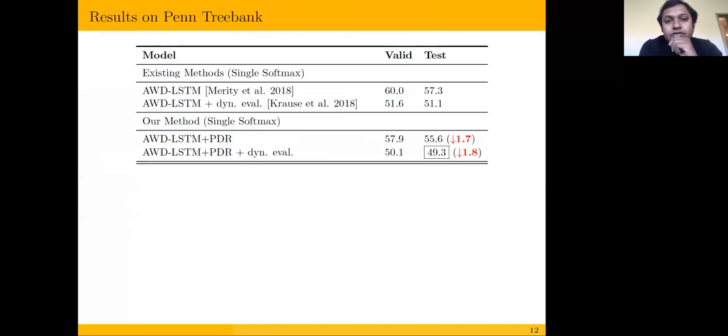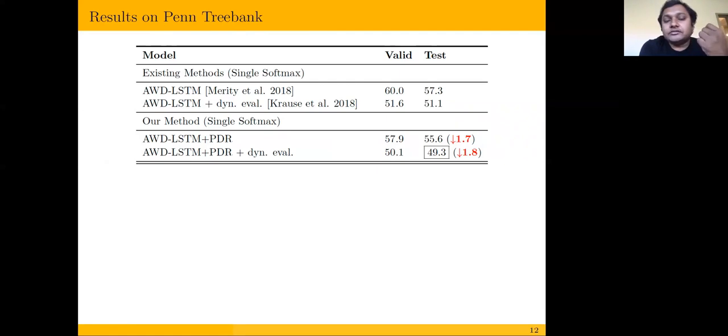Okay, so now the results. We tried it out on the full AWD LSTM model with all the regularizations turned on. And what we see is that PDR leads to a drop of around 1.7 perplexity points on the test set.